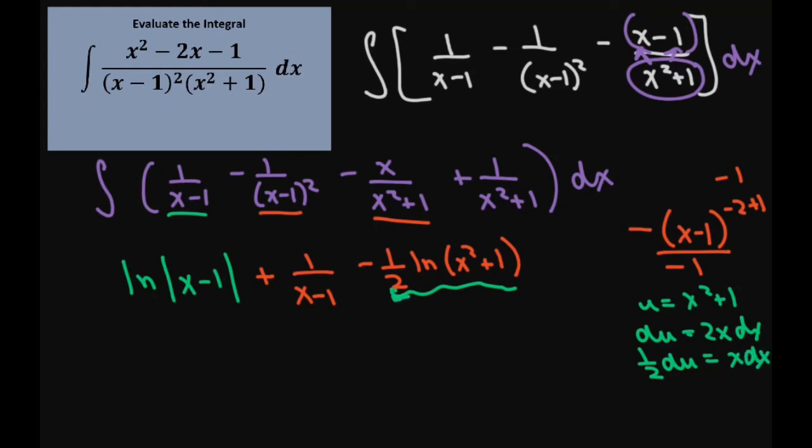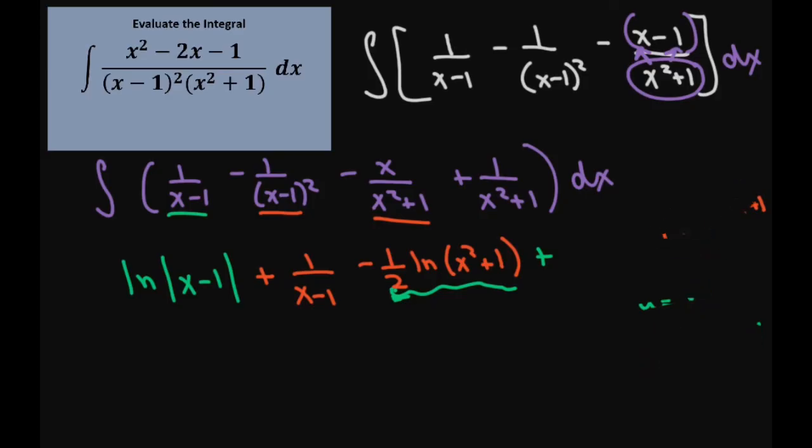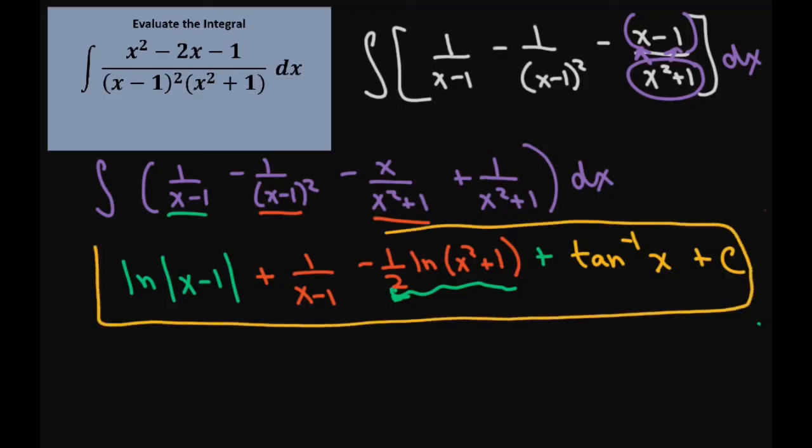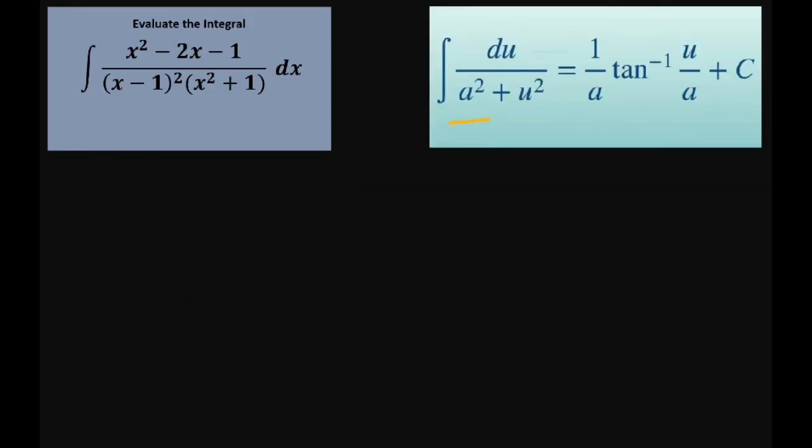And then this piece here is your inverse tan. So this would be plus inverse tan x plus C. And that is that. And this is your inverse tan here. It has this format. We didn't have this part here, because we just had the x.